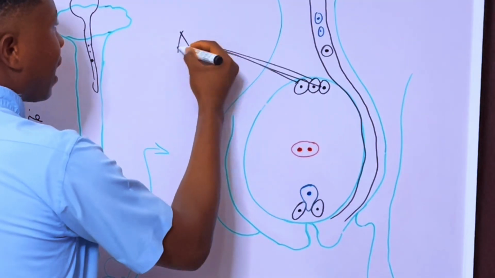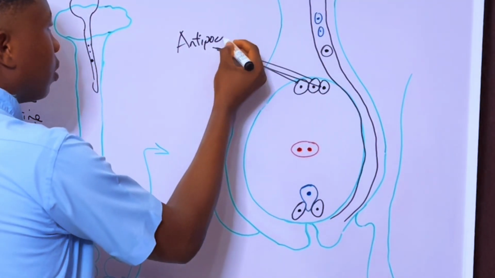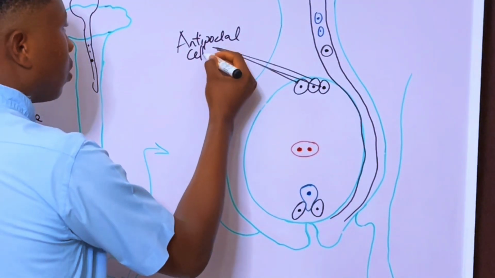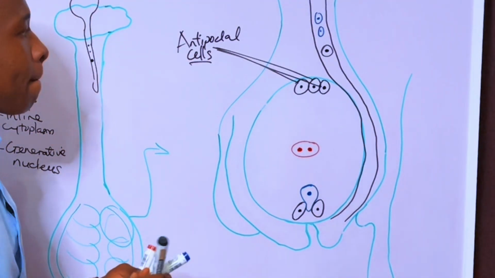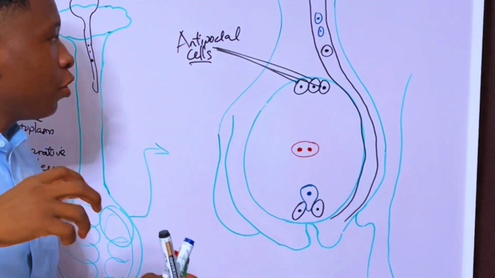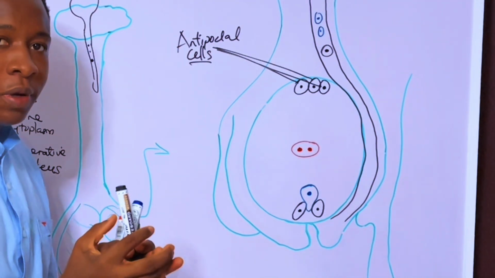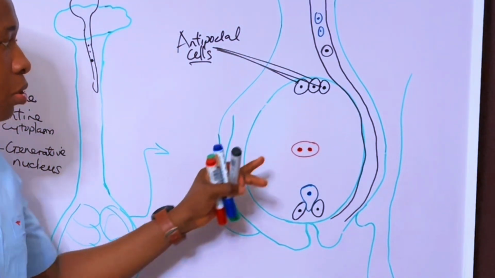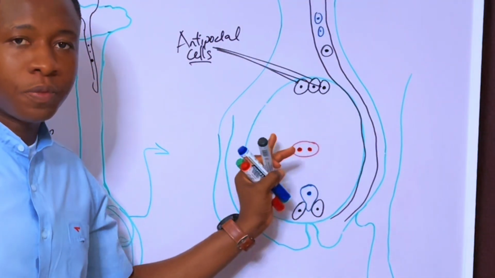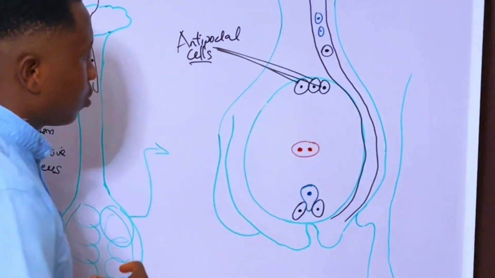It's called the antipodal cells. And what is the function of the antipodal cell? It is actually a nutritive cell. It plays a nutritive function, so it gives nutrient to the ovule. So let's move to the next one.